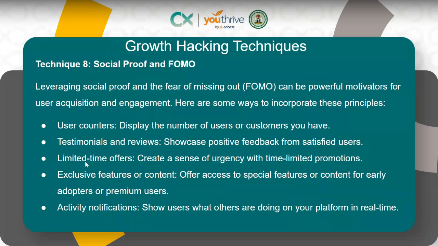You put limited time offers, especially if it's a particular listing you want. You put a limited time offer. That's for the fear of missing out. Make it scarce. Exclusive features and content: offer access to special features or content for early adopters and premium users. So you can give some exclusive features, but show that this feature is really accessible for premium users.